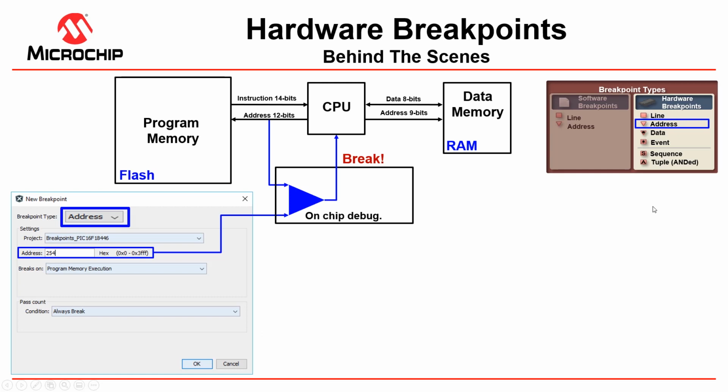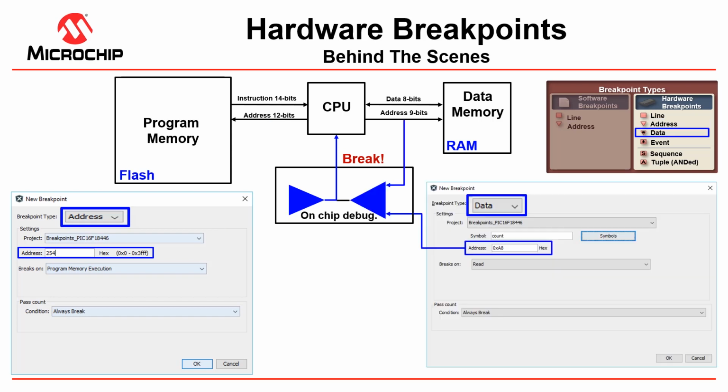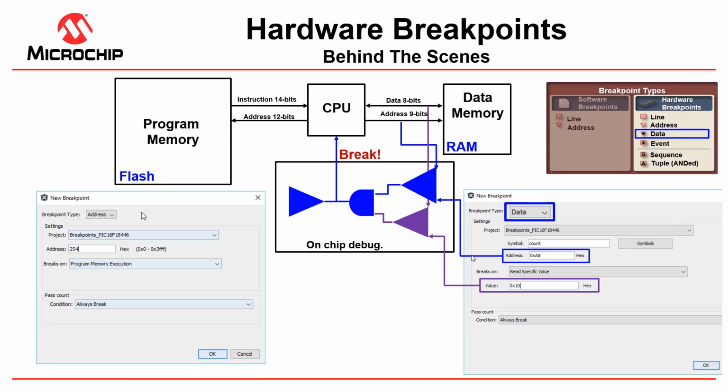So what's happening behind the scenes? Well, when you select an address breakpoint and enter an address, you'll see that the comparison registers are looking for that program memory address on the instruction address bus. When you set a data breakpoint, the same thing is happening except on the data bus, where we're looking for a match of that address. With data breakpoints, it's also possible to look for something a little bit more specific. So besides an address, you can look for a value. So we're actually looking at the value on the data bits as well.